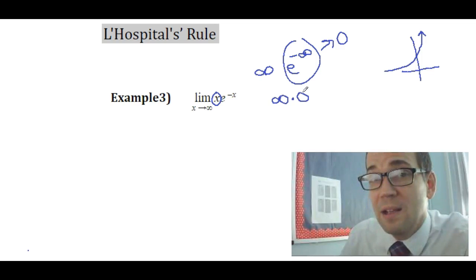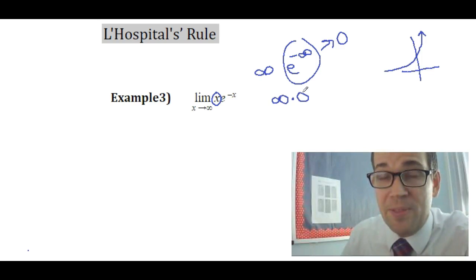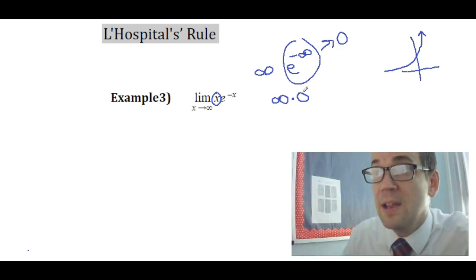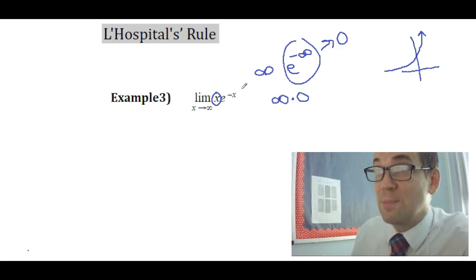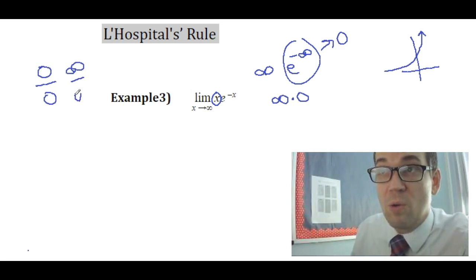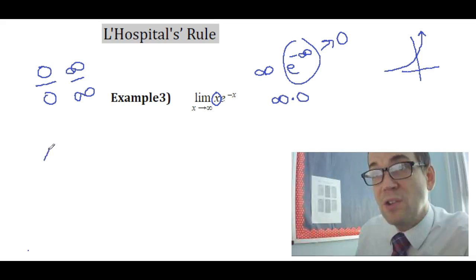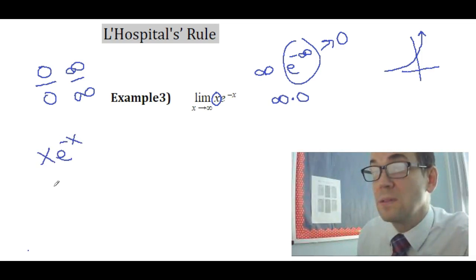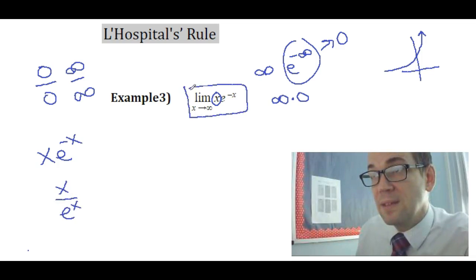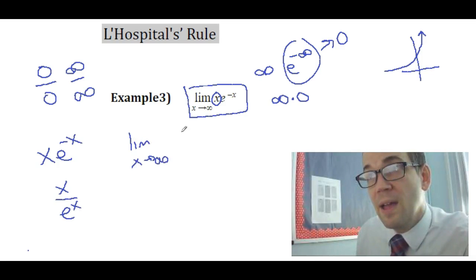But like I said, L'Hopital's rule talks specifically about things either being 0 divided by 0 or infinity divided by infinity. So to approach this with L'Hopital's rule, I am going to first have to rewrite this expression in a way that makes sense and makes it one of the indeterminate forms that we actually know how to handle. That expression, x e to the negative x, can be rewritten without negative exponents to look like x over e to the x.